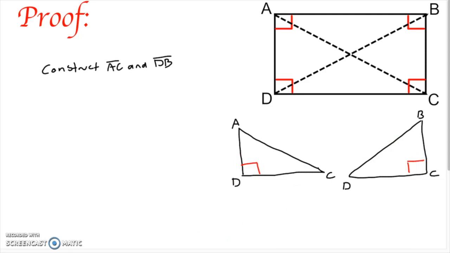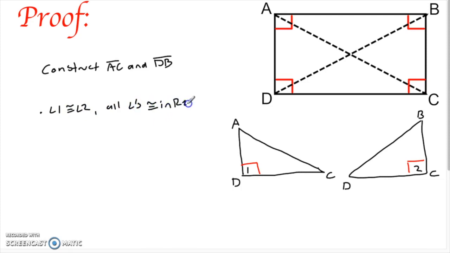So let me just go ahead and number those 1 and 2 to make life a little bit easier. Right? So these two angles here, 1 and 2, are going to be congruent because in a rectangle all the angles are congruent. So we have angle 1 congruent to angle 2 because all angles are congruent in a rectangle.